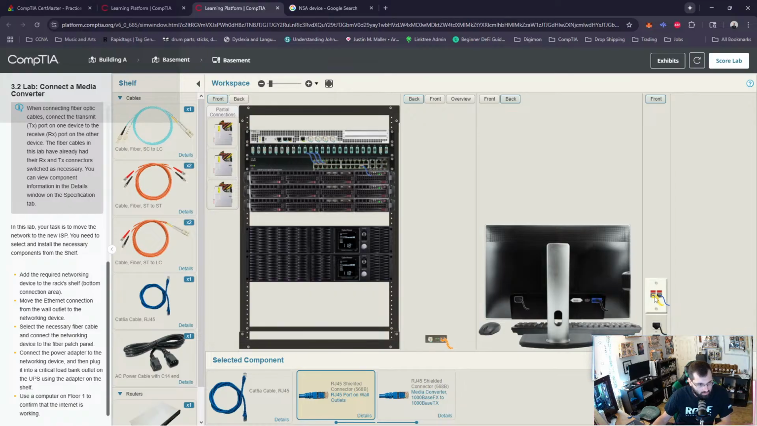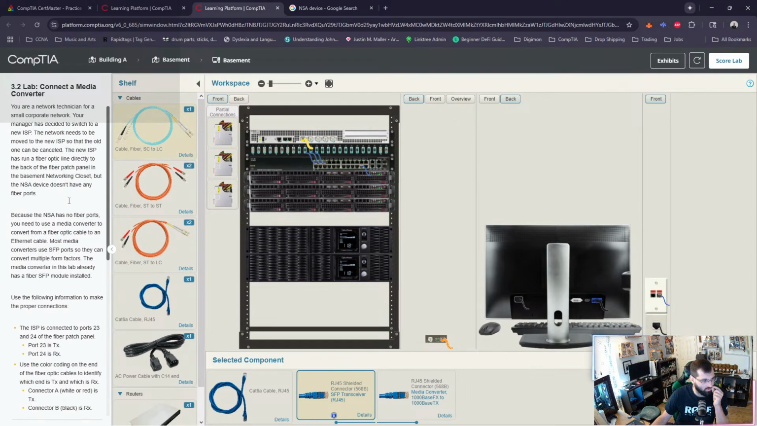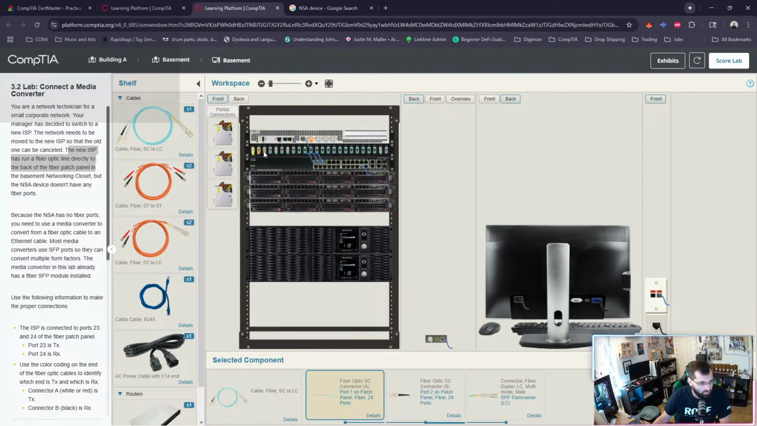Is this supposed to go in here? I guess what I'm having a hard time understanding is that the beginning of the scenario says that the new ISP is running fiber optic line directly to the back of the patch panel. Where is that line coming from? I don't see a line that's running directly to the back of the patch panel. If it's running fiber directly to it, shouldn't there be a mount somewhere that has a fiber line coming in from outside?